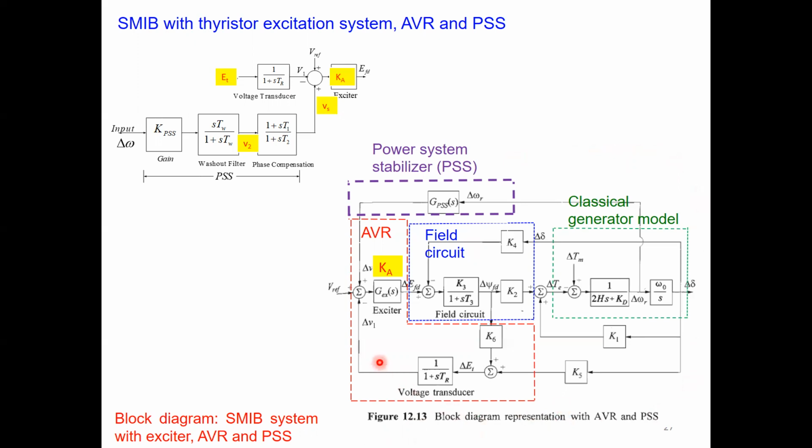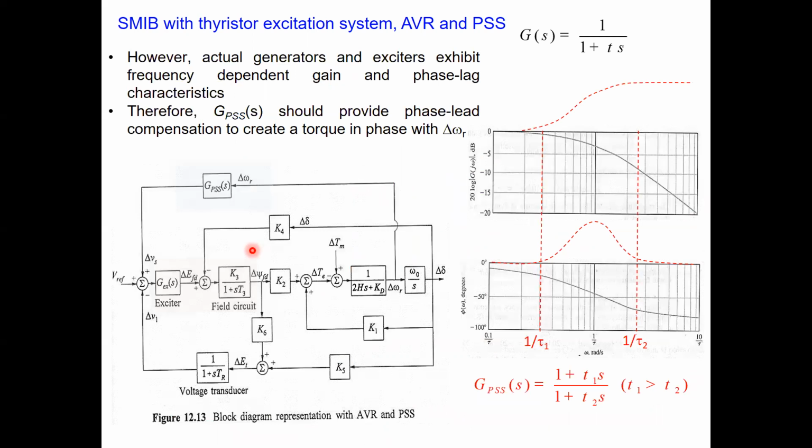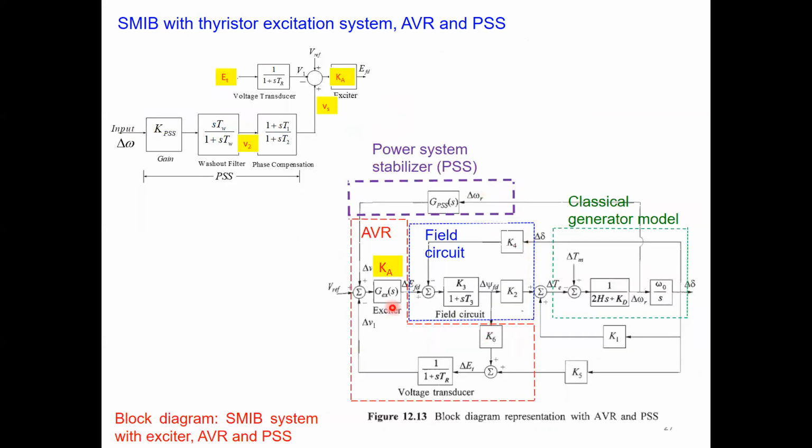So this is now the complete representation of SMIB here, right? The classical model of generator, then you have a field circuit, then you have the AVR part, and then you have the stabilizer part also here. So in fact, if you look at the generators and the exciters which we have, we have represented the exciter by a gain here, right? So the transfer function for the exciter we have considered as a simple gain, but we have a more detailed model of the excitation system basically. It could be a first order model also, or there could be a more detailed model of the excitation system.